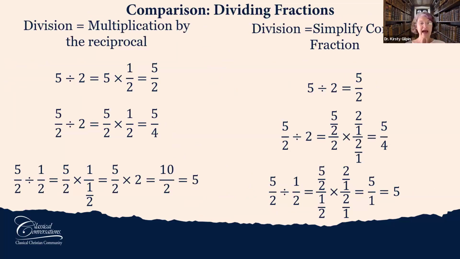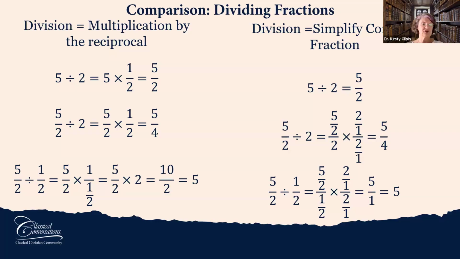Okay, so I have 2 examples here, side by side, of what it means to divide a fraction. On the left, I'm saying that we can rewrite this as multiplication by the reciprocal. And there are 3 examples. I have 5 divided by 2. The reciprocal of 2 is 1/2. So I can rewrite that as 5 times 1/2, or 5 halves. Let's say I have 5 halves divided by 2. That's our second line.